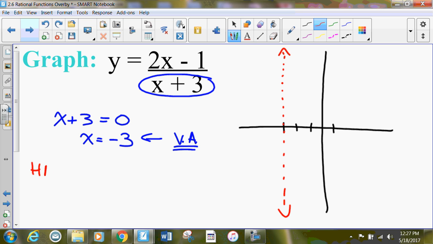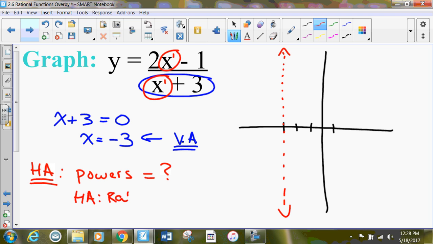And our first rule is this. In all the rules, we're going to look at the variable with the highest power. And that in the numerator is x to the first power, and in the denominator, it's x to the first power. When we notice that our powers are equal, so say powers equal, question mark, then we know that we have a horizontal asymptote that's equal to the ratio of the leading coefficients.